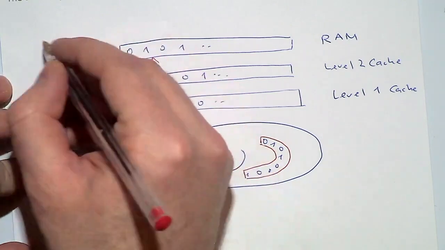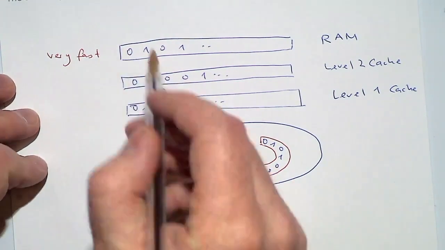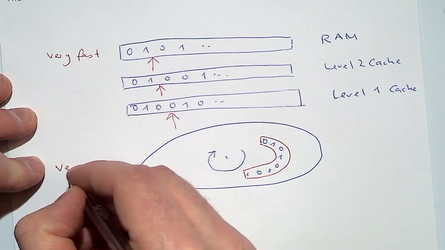Now, this here is very fast in the sense that I can get information that is stored here very quickly, whereas this is relatively slow.